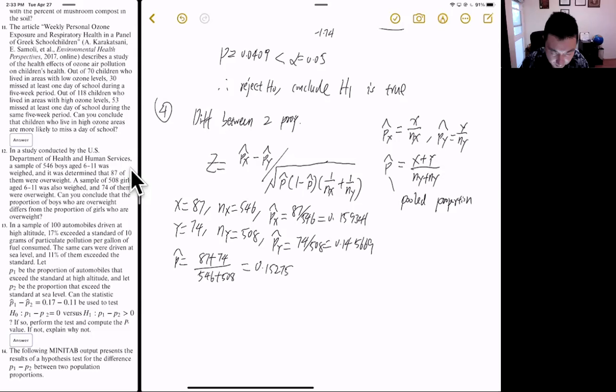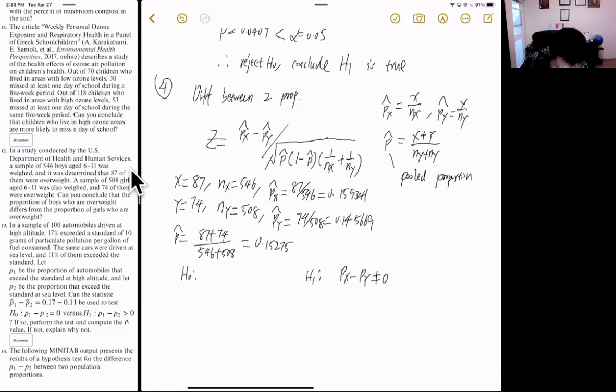Then set up H0 and H1. H1 will be: can you conclude that the proportion of boys who are overweight differs from the proportion of girls who are overweight? Differ means they are not equal. In other words, px minus py will not equal 0. So that means they are different. Then H0 will be px minus py equal to 0.